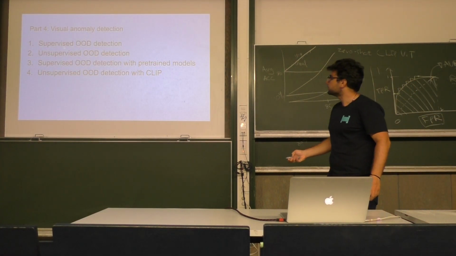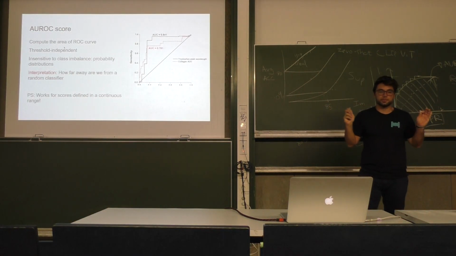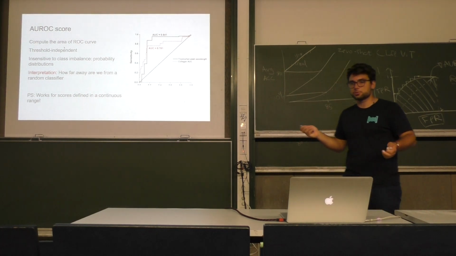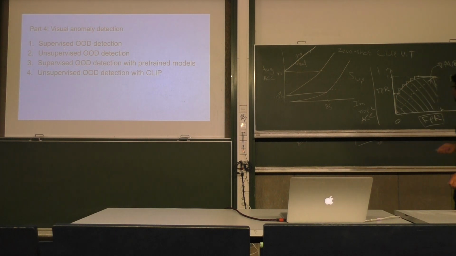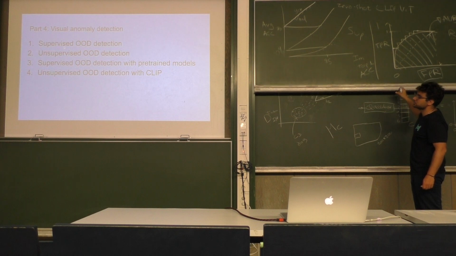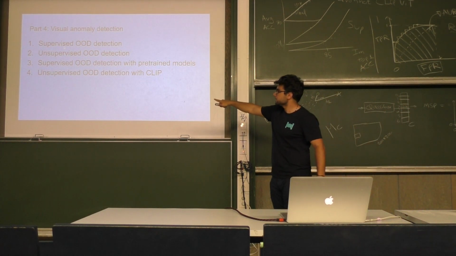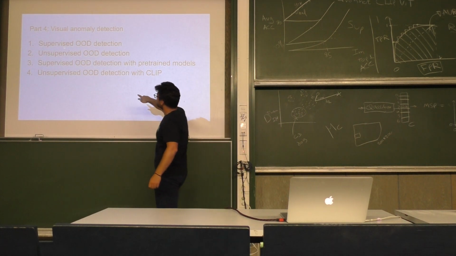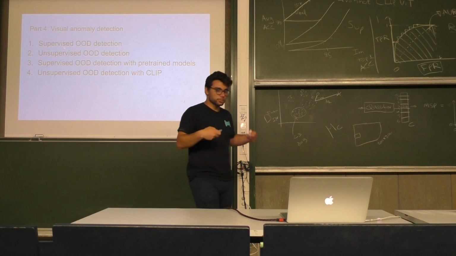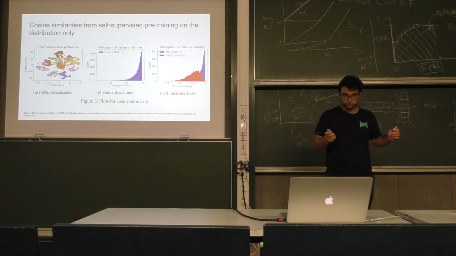Okay, I need 5 more minutes. So these are the main things you need to work with anomaly detection. I have a lot of slides on how people used to do that. In the supervised case, we have the maximum softmax probability and the Mahalanobis distance over the features. But we will work on the last case, which is out-of-distribution detection with these CLIP-based models, because we want to show you the applicability of those representations.